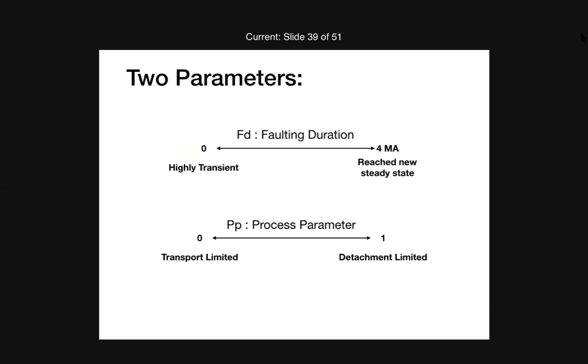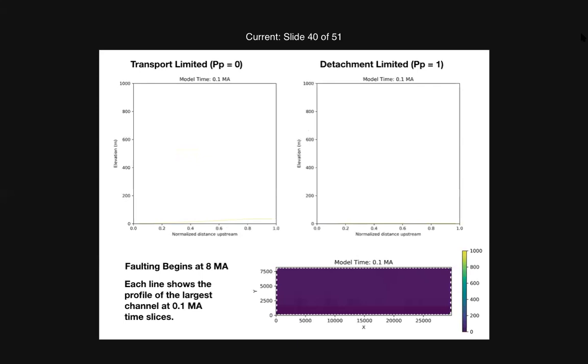So here is an example of the long profile evolution of these two end-member cases. On the left, we have the transport limited case, on the right, the detachment limited case. Each line shows the profile of the largest channel in this model domain at 100,000 year time slices. We have elevation and normalized distance upstream here. And as you can see, the transient response in the two cases is very different. In the transport limited case, the profile steepens everywhere, whereas in the detachment limited case, it steepens first near the outlet.